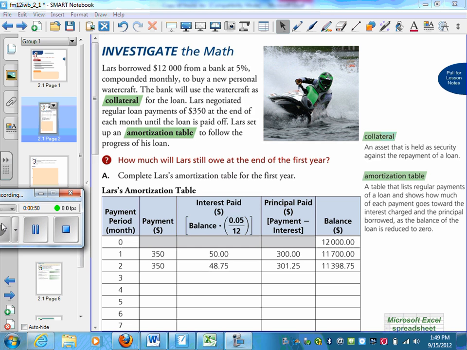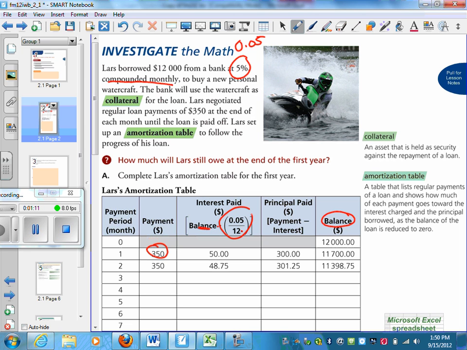So our payments are always $350. That came from the question. His interest is going to be his balance, so this amount times 0.05 divided by 12. And where that came from is it's 5%, but it's compounded monthly. Where does it say this? 5% compounded monthly. Okay, that's how we got that.